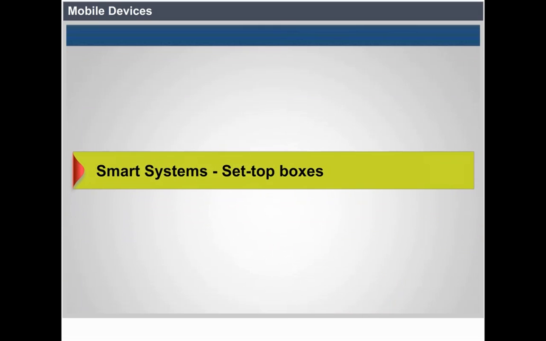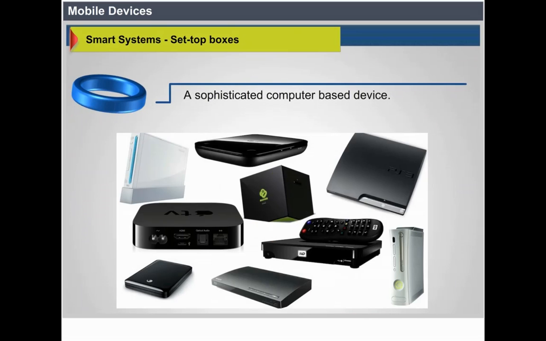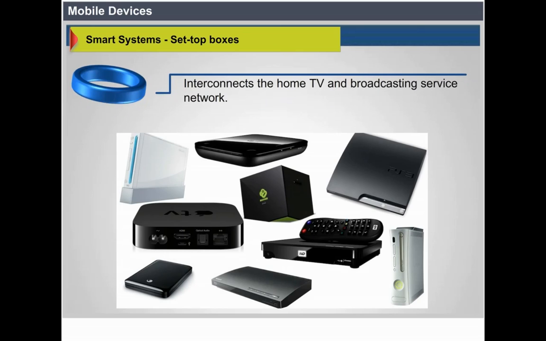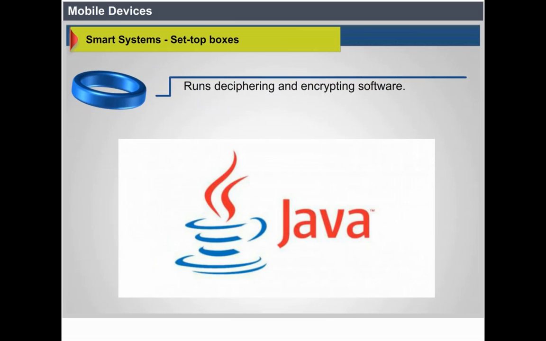Smart systems: set-top boxes. A sophisticated computer-based device. It has data, media and network processing capabilities. It interconnects the home TV and the broadcasting service network. Java is the most commonly used programming language. It runs deciphering and encrypting software.